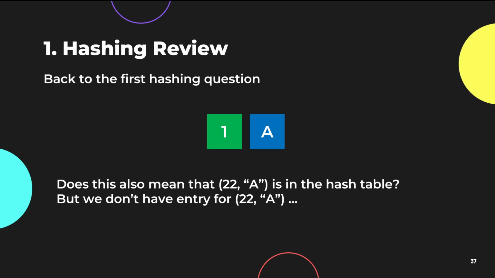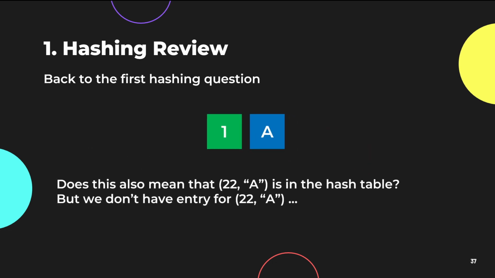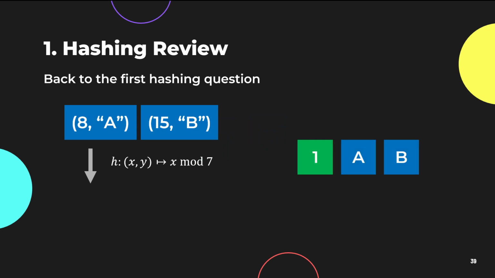Does that mean 22a is also in the hash table? No, right? Because the previous one is only 8 and 15. But just because it maps to the same bucket doesn't mean that it will also be inside the hash table.